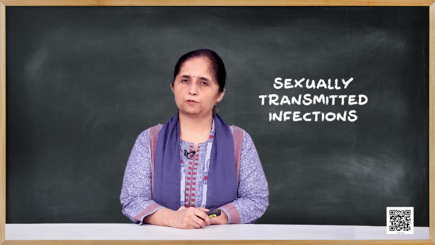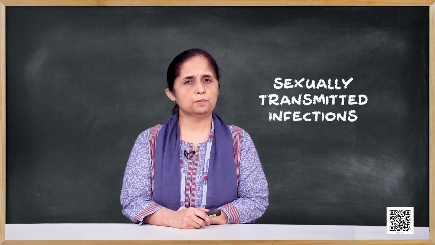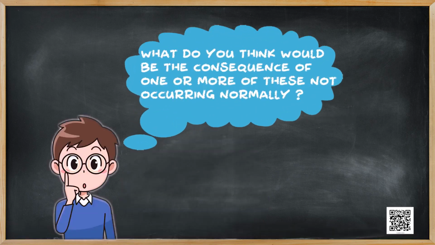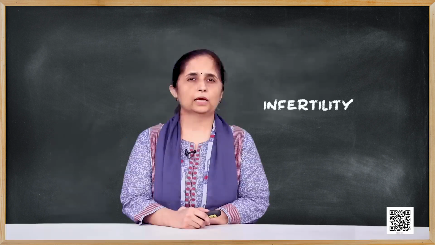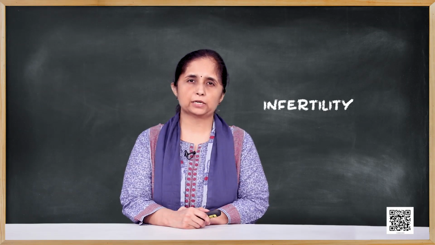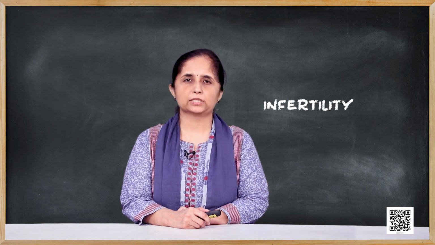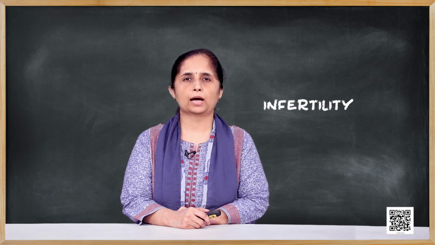Children, you have already studied how reproduction takes place in humans. You may recall that gametogenesis, fertilization, and implantation are the important events in reproduction in humans. What do you think could be the consequence of one or more of these events not occurring normally? It will result in infertility. Infertility is the inability to produce children in spite of unprotected sexual cohabitation.